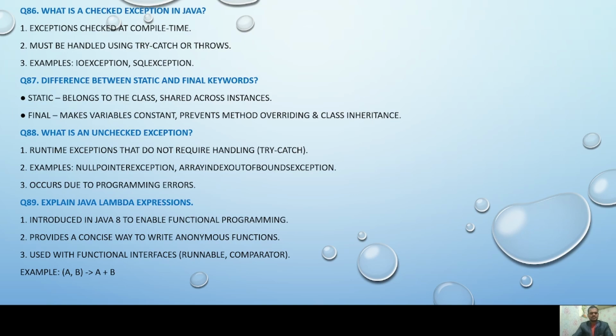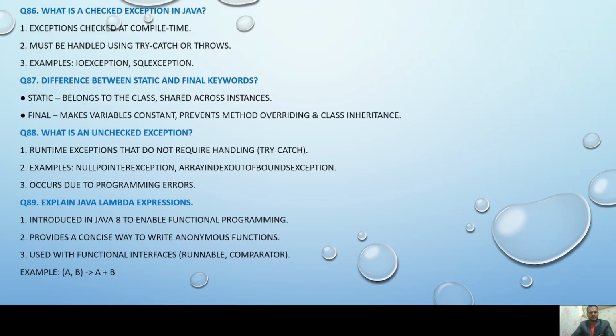Next question. What is an unchecked exception? Runtime exceptions that do not require handling, that is try catch. Examples: NullPointerException, ArrayIndexOutOfBoundsException, occurs due to programming errors.